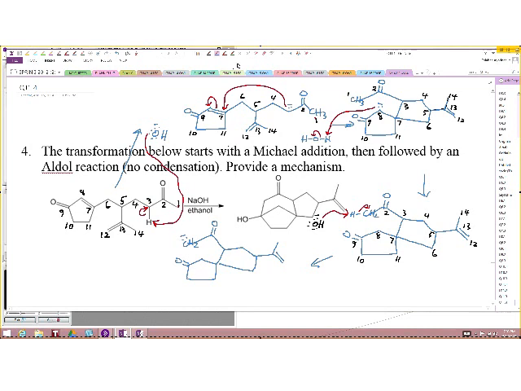Okay, so now the enolate will now do what? What will the enolate do now? Attack the carbonyl now. Very good. Okay, now from this.